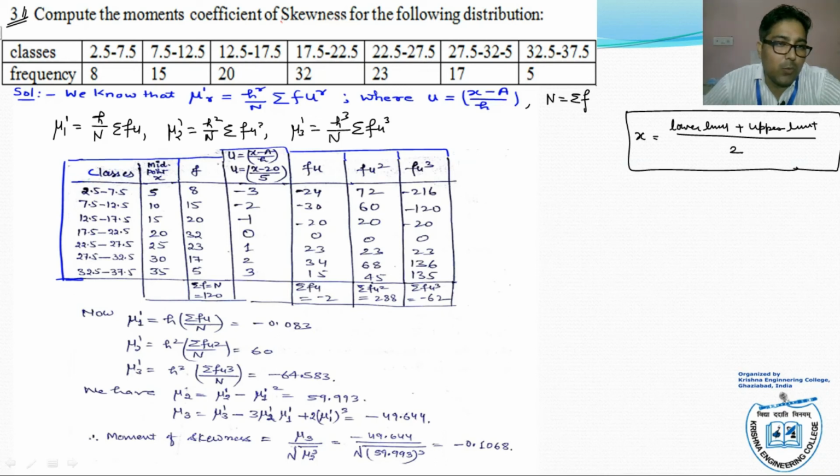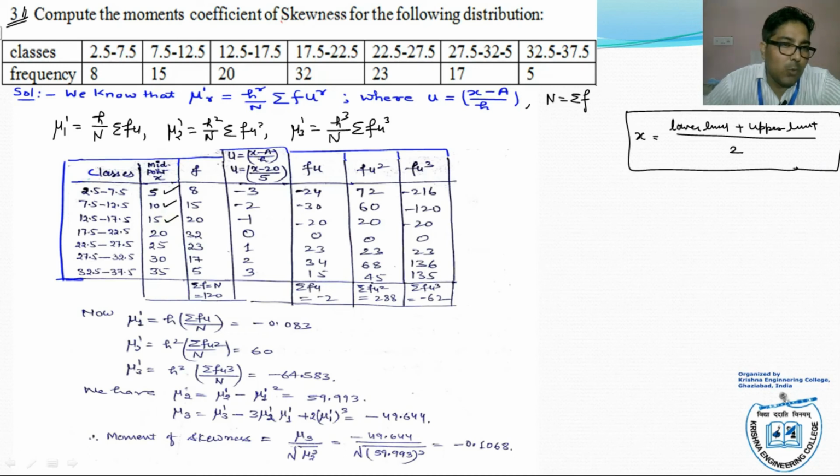22.5 to 27.5, 27.5 to 32.5, 32.5 to 37.5. So find the value of x. The value of x is the midpoint of this class interval. How can we find the midpoint? The midpoint can be found by taking the average of the upper limit and lower limit. Lower limit 2.5 plus upper limit 7.5 divided by 2. So this becomes 5. Again similarly 7.5 plus 12.5 divided by 2 is 10. 12.5 plus 17.5 divided by 2 is 15.